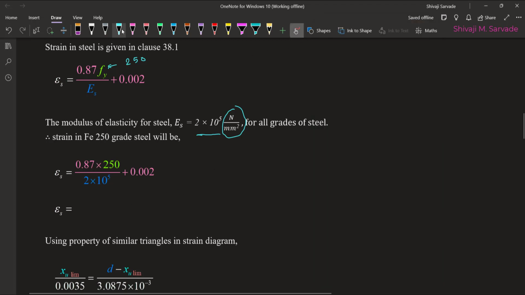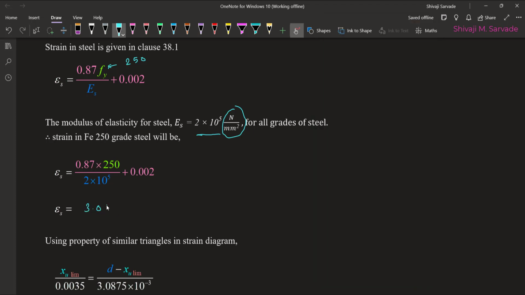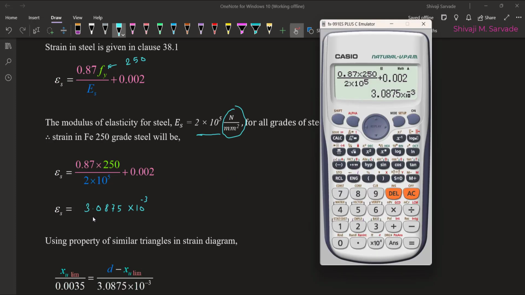Okay, so this value is 3.0875 into 10 raised to minus 3. Now this is strain, so it does not have a unit. Okay, you need to remember that. So we got 3.0875 into 10 raised to minus 3. That is the limiting value of strain if I am having grade of steel equal to Fe 250.